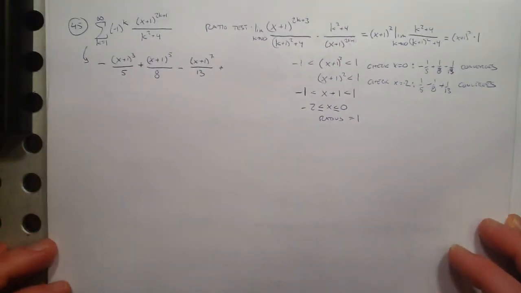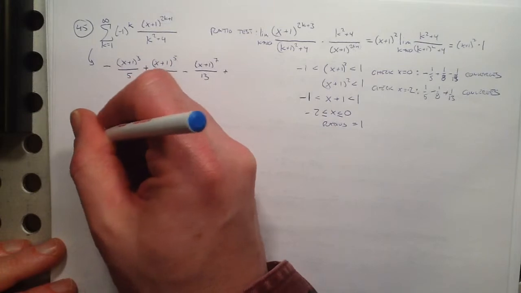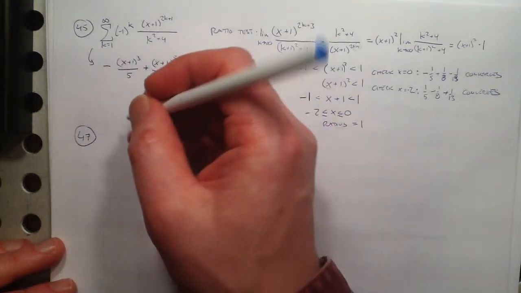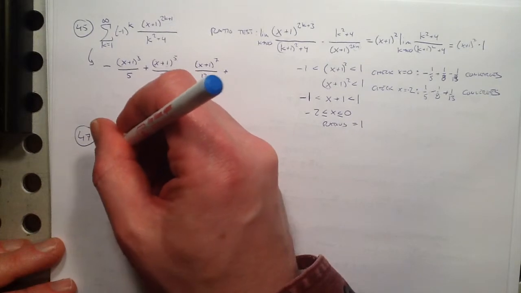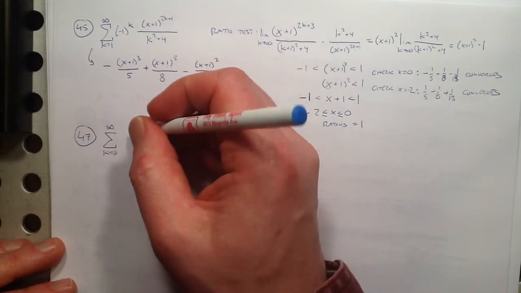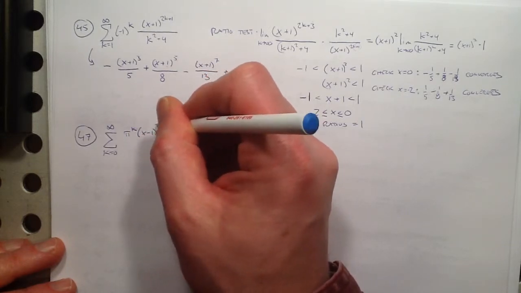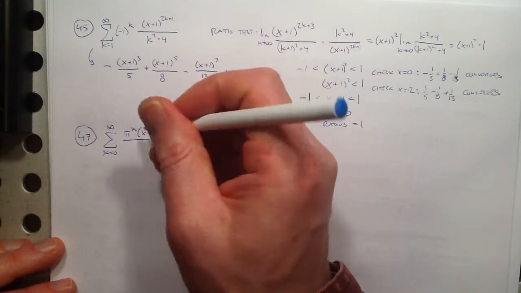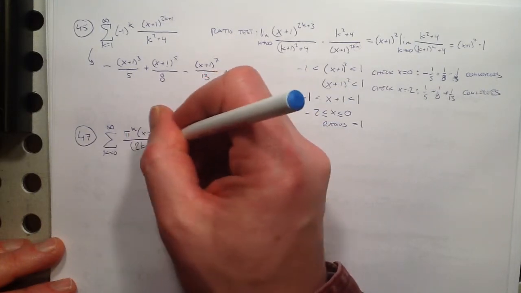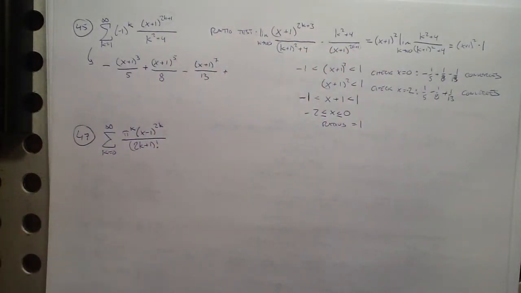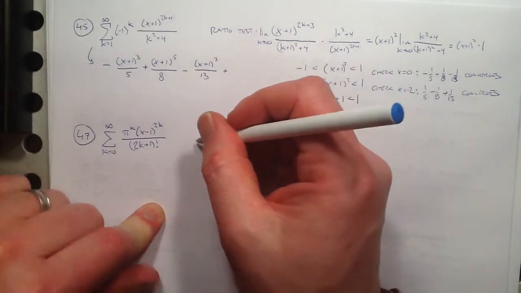Sorry, just making sure I put the radii on all of those. Number 47, last one. The sum k equals 0 to infinity of pi to the k times x minus 1 to the 2k over 2k plus 1 factorial. There's a factorial on the bottom. And thinking about our experience here, when you have a factorial on the bottom, you get a pretty good chance that this is going to converge everywhere. And that would be nice, because then we don't have to check endpoints. Nice way to go out.